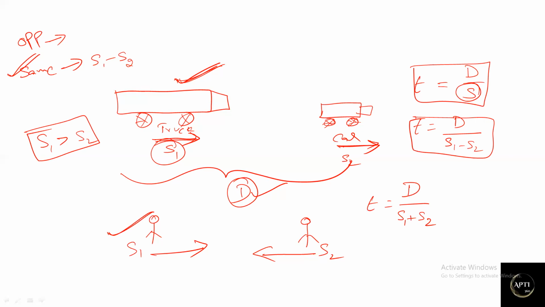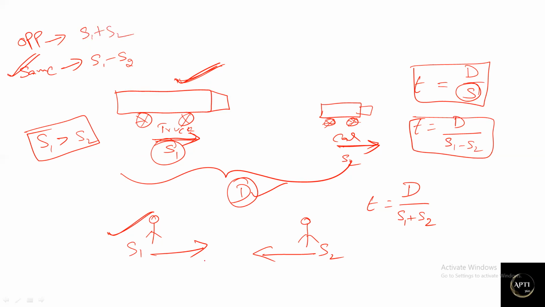Relative speed means we will be having two speeds, and when two objects are moving in same direction, relative speed is s1 minus s2. We just need to take the difference. Here don't concentrate only on s1 minus s2. It depends on the highest value minus the lowest value. And the second case, if two objects are moving in opposite direction, it indicates s1 plus s2, and there are two cases in opposite direction.